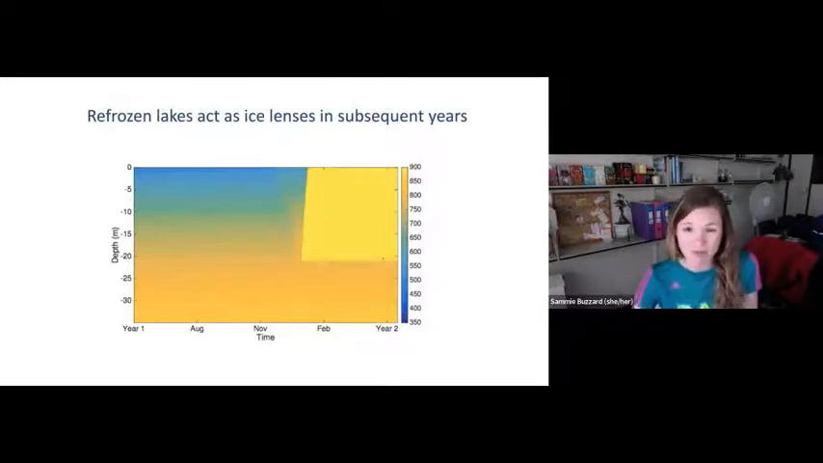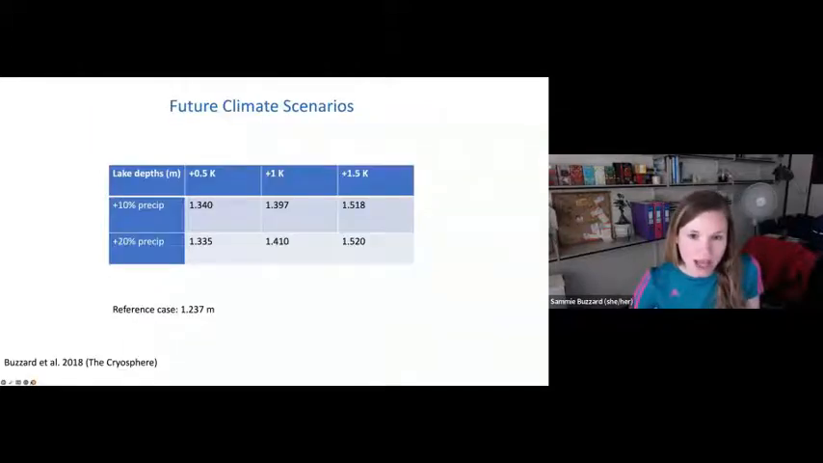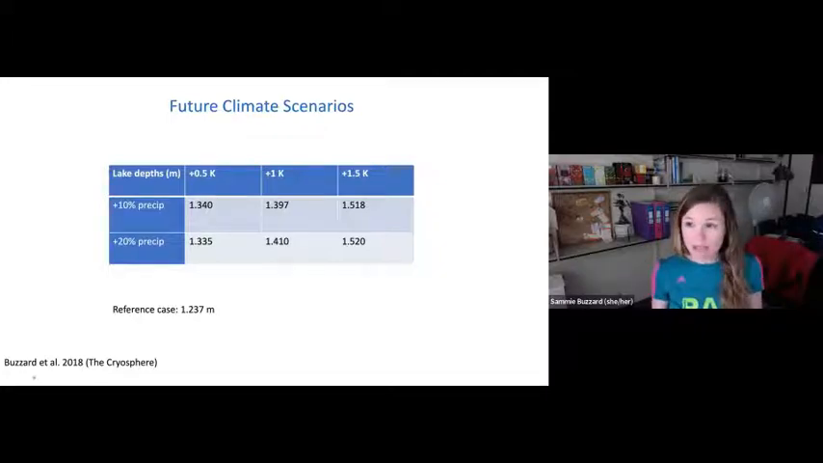And the next year round, all that has to happen is any new snow has to melt, and you've got a lake already. You don't have to form these ice lenses to get a lake. So once they happen, you get them more and more easily in subsequent years. And we thought about these in terms of future climates as well, because even though I said at the moment we think the lakes do currently freeze over in the Antarctic winter, it's possible that might not happen in the future.